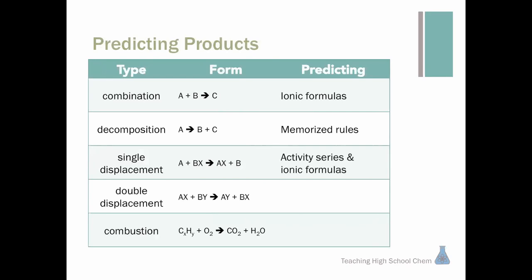Single displacement is where we use the activity series. If you're not familiar with the activity series, hopefully you are, but it's a list of metals or halogens, and in order for this reaction to occur, the one that's out here by itself has to be higher on the activity series than the metal that's here, and then it'll displace it.